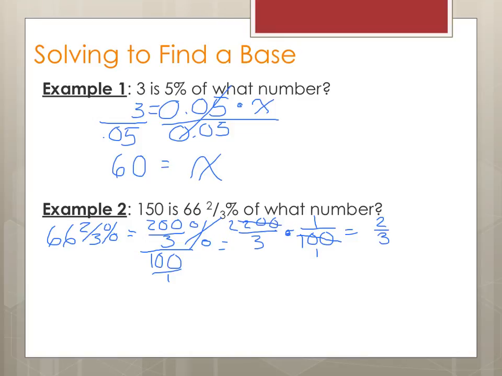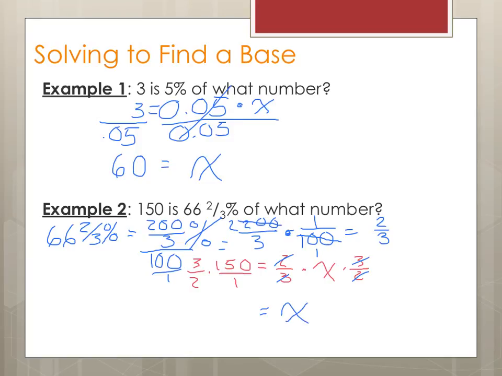So when I translate this, I get 150 is 66 and 2/3%, I'm going to write that as the fraction 2/3, of what number? x. Now, to solve this, I could divide by 2/3, but remember that dividing by a fraction is the same as multiplying by the reciprocal, 3/2. So I'm going to multiply by the reciprocal on both sides of that fractional coefficient. Let's look at 150 over 1. Now what happens here? The 3 and 3 cancel, the 2 and 2 cancel. I'm left with just x.